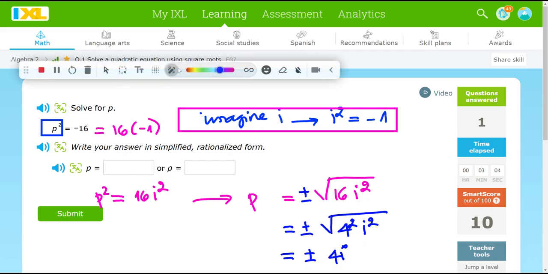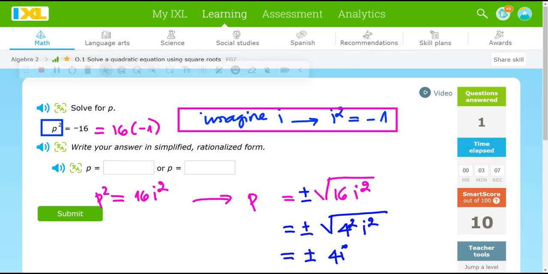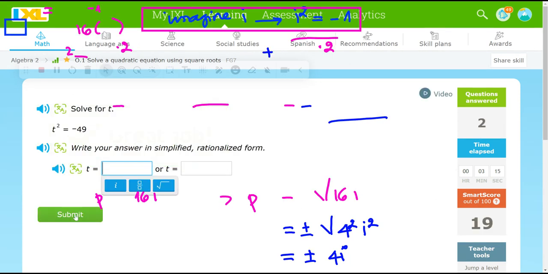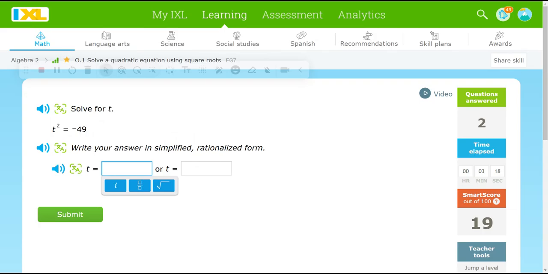Now I put it in. Here we go: negative 4i and then 4i. And I submit. Voila.